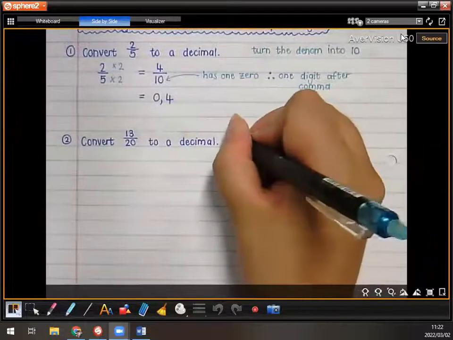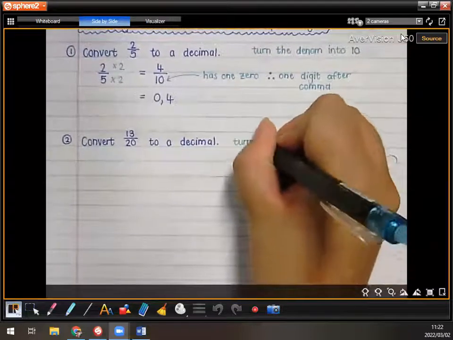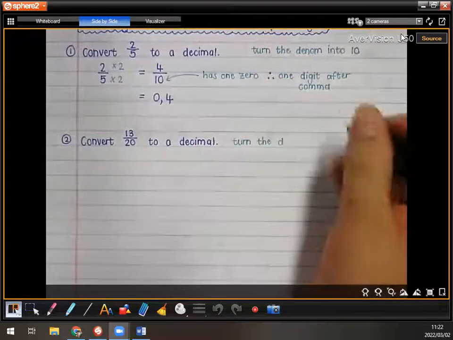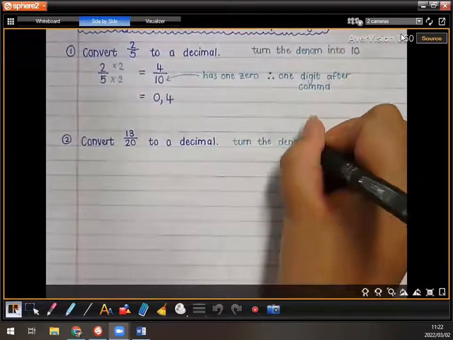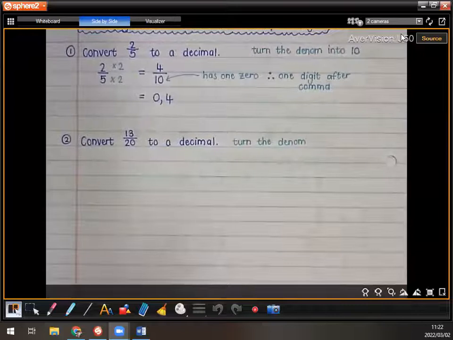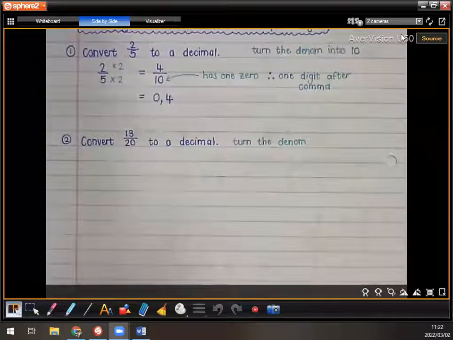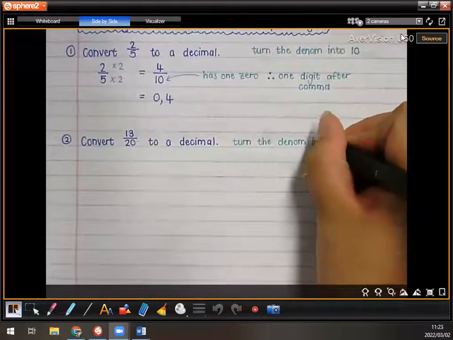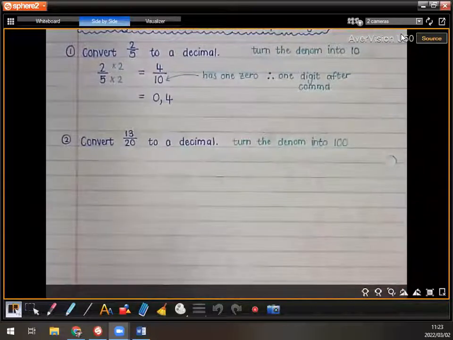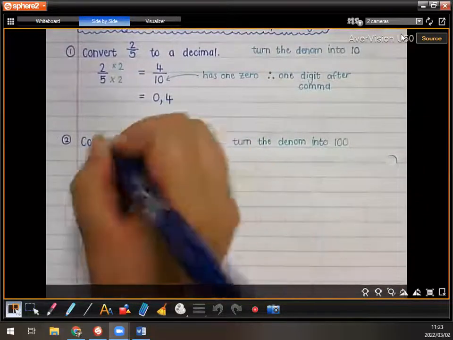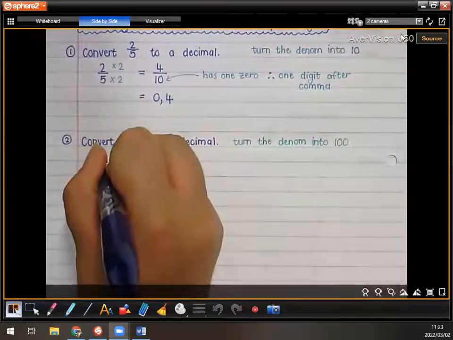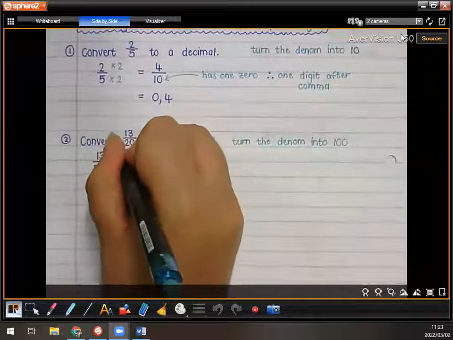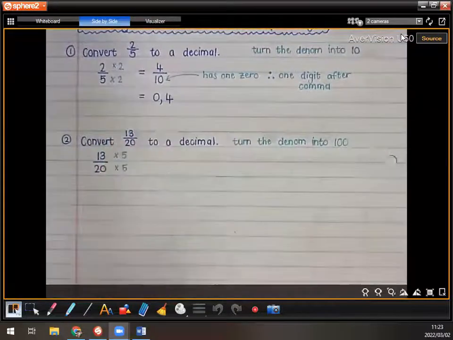You can write it down if you want to. You don't always have to answer every question out loud. So here we're going to turn the denominator. Now guys, if you can't turn the denominator into 10 by multiplying, you're going to have to try and turn it to 100. It's always a 1 with a 0 or a 1 with 2 zeros. So we're going to turn this denominator into 100 if we can. If the denominator is 20, can I turn 20 into 100? Yes. What do I multiply by? 5. I'm going to multiply the top by 5 and the bottom by 5.